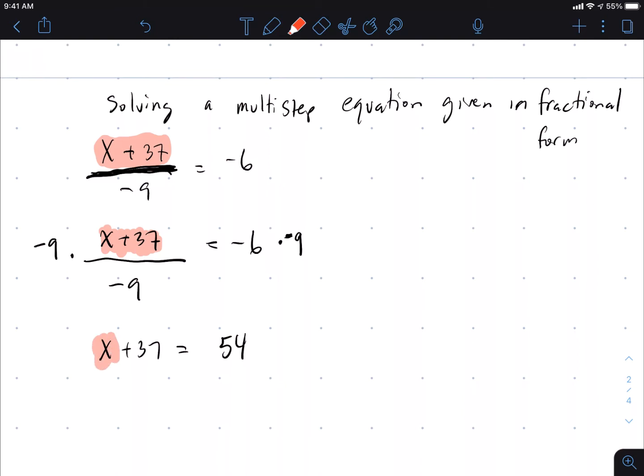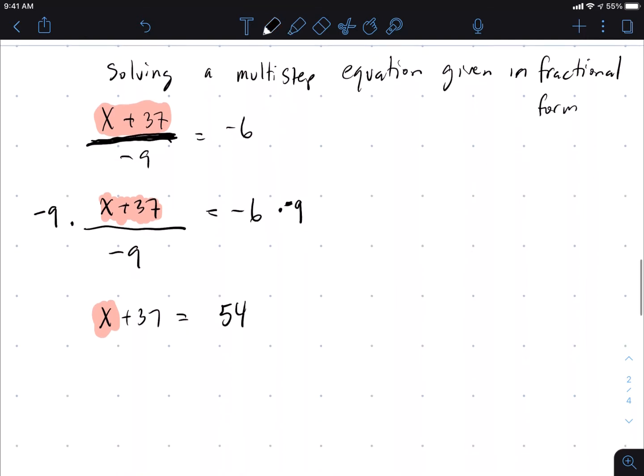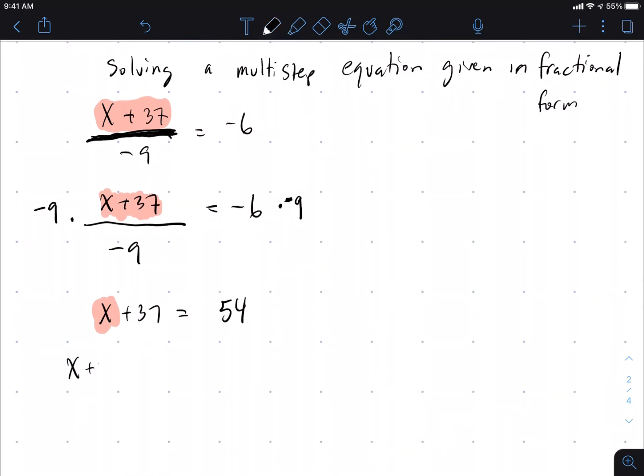That's what I want to isolate for. So when I want to isolate for that, what's happening to the variable x? It's being added. Yeah, 37 is being added to it. So how do we get rid of the 37? We have to subtract. So I'm going to go x plus 37 minus 37 is equal to 54 minus 37. So x is equal to, looks like 17.